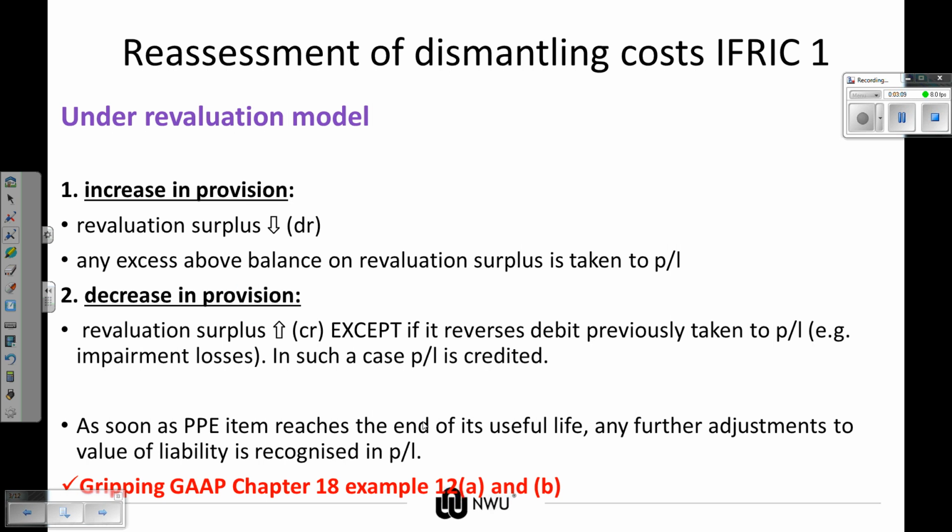If the PPE item is now at the end of the useful life, any further adjustments will just go to P&L. Please look at these two examples, and in the next video we will do an example together.